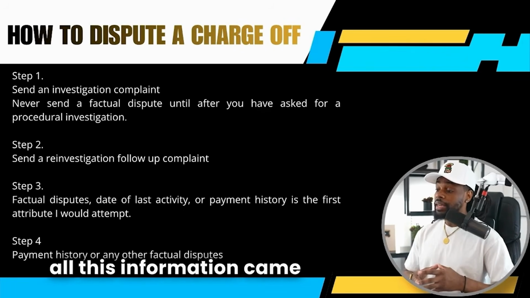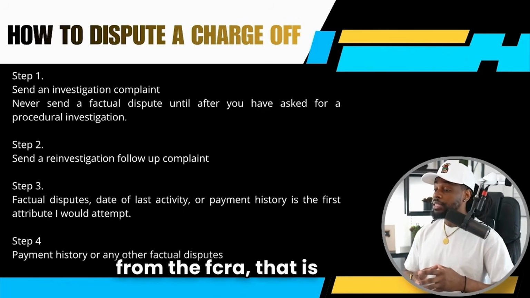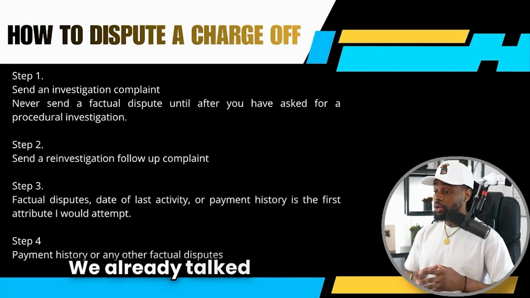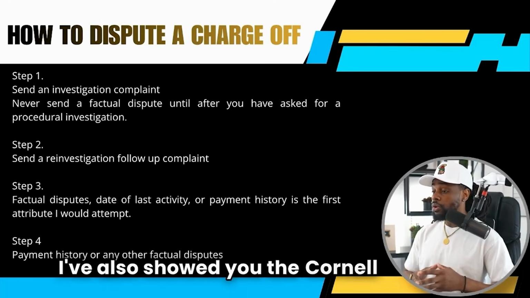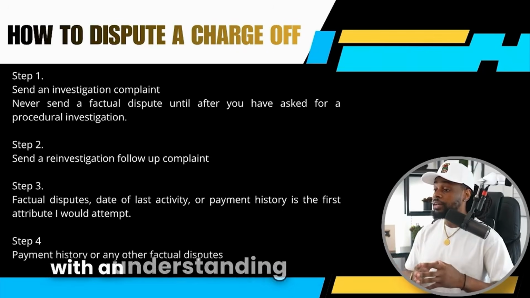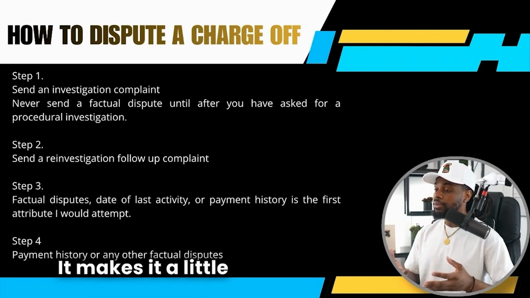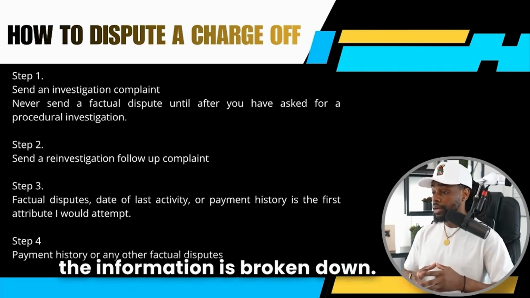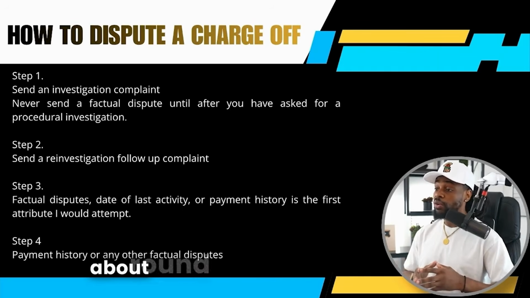All this information came straight from the FCRA, that is the Fair Credit Reporting Act. We already talked about that. I've also showed you the Cornell Law School's Legal Information Institute, which is an online free resource that provides people with an understanding of the law. It makes it a little bit accessible to everyone as far as how the information is broken down. So with that said, let's talk about round number 1.